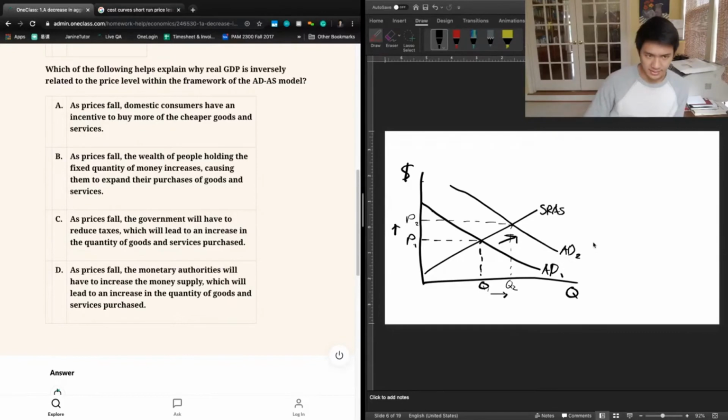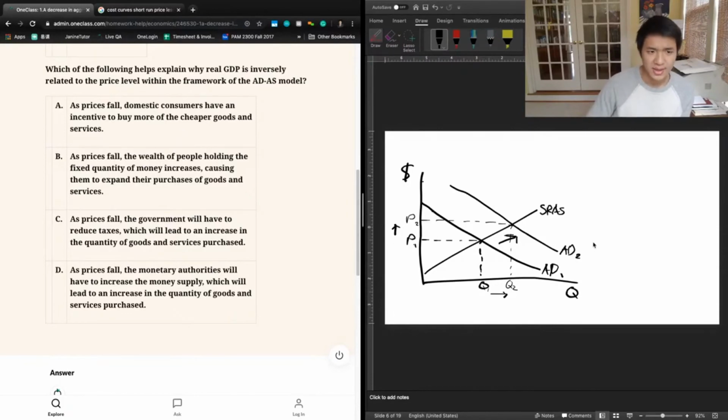Answer choice A says as prices fall, domestic consumers have an incentive to buy more of cheaper goods and services. And so that's going to be a really good answer choice here because that's almost a direct explanation for why lower prices result in higher spending, right? If prices go down, people buy more. And so this is something that's going to be really hard to beat in terms of the other answer choices, but we can take a look.